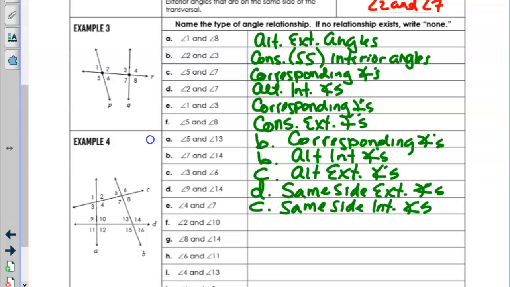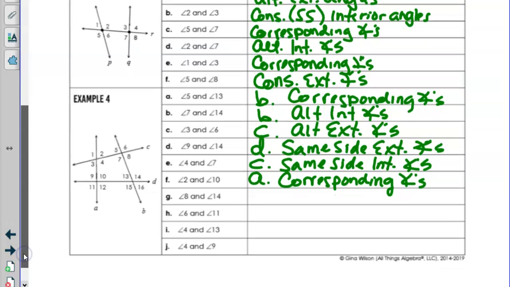Letter F is 2 and 10. What's my transversal? A. A, good. And what's the angle pair? Corresponding, good. Letter G, 8 and 14. What's my transversal? B, very good. And what's the angle pair? Yep, same side, or you can say consecutive. And it is the interior.